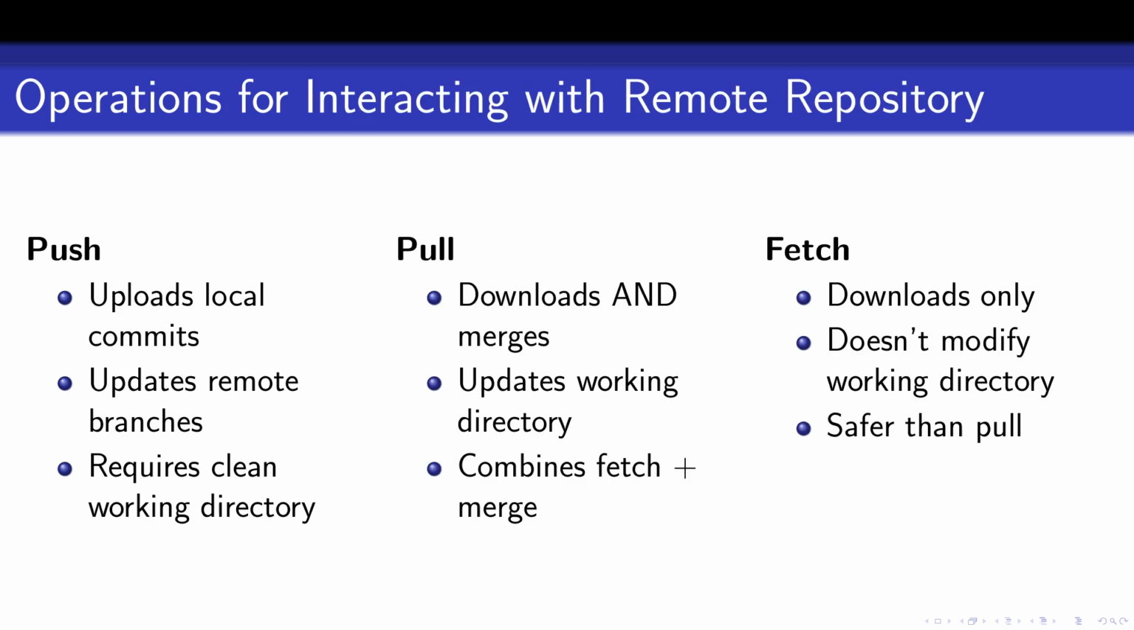To interact with a remote repository, you use 3 main operations. Git push uploads commits from your local repository to the remote one. Git pull downloads and merges changes from the remote repository. Git fetch downloads changes without affecting your working directory. These commands keep your local and remote repositories synchronized.